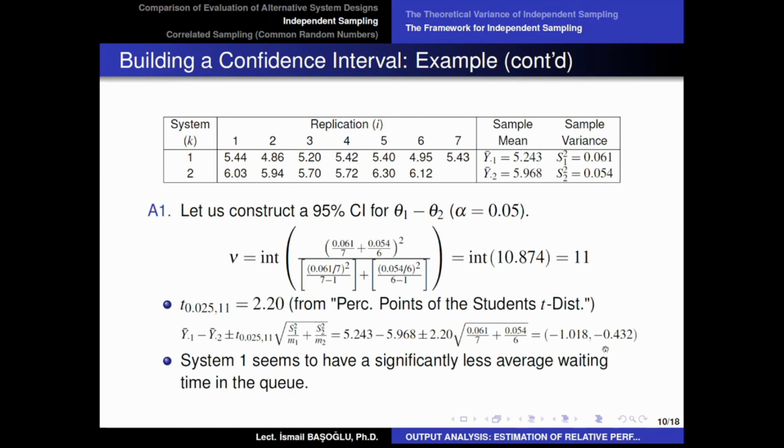And then this confidence interval, you see, is all in the negative region. So with a 95% confidence level, we can say that the difference between theta 1 and theta 2 is going to be negative, which means system 1 seems to have a statistically significantly less expected queue time. Therefore, the average waiting time in the queue in system 1 seems to be significantly less. Therefore, I should say that system 1 is better as a conclusion of this procedure.